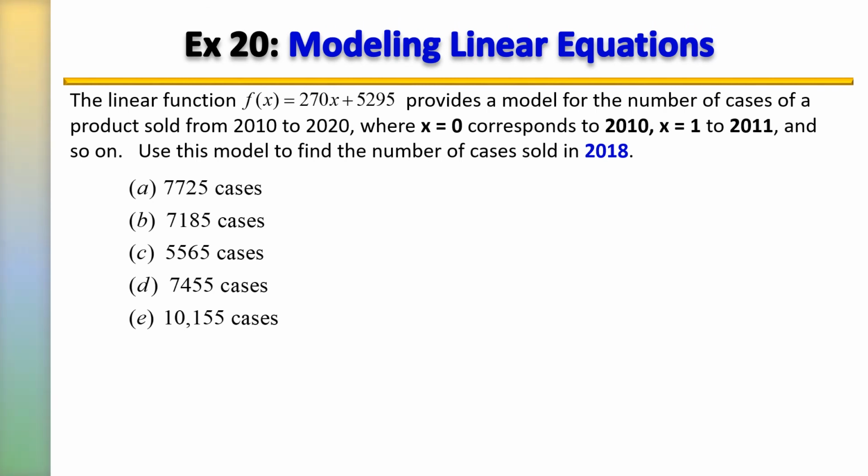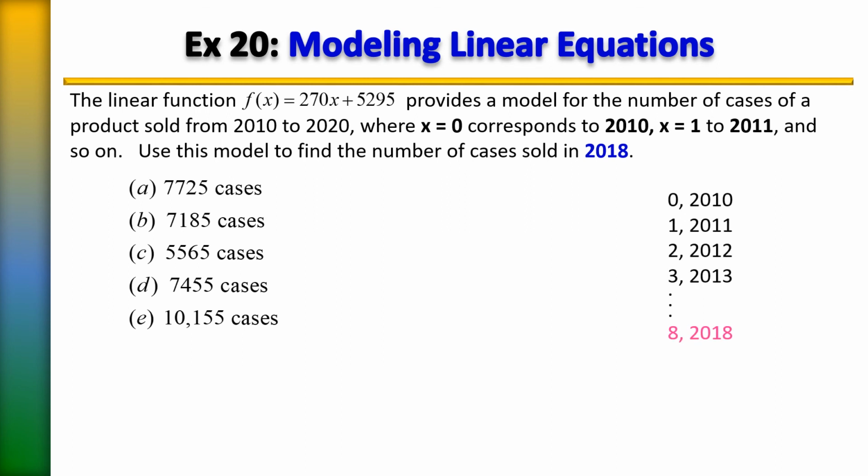This problem deals with modeling linear equations. We're given the linear function f of x equals 270x plus 5295. This function provides a model for the number of cases of a product sold from 2010 to 2020, where x equals 0 corresponds to 2010, x equals 1 corresponds to 2011, and so on. We're going to use this model to find the number of cases sold in 2018. Now, if this pattern were to continue, you're going to find that the number that would correspond to 2018 would be the number 8.